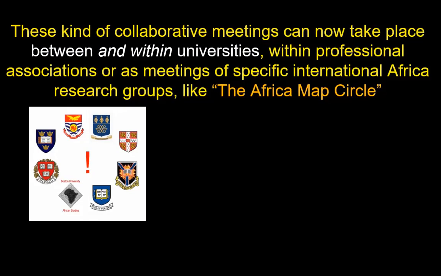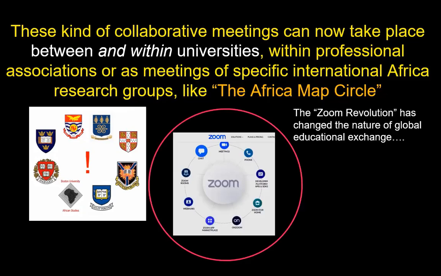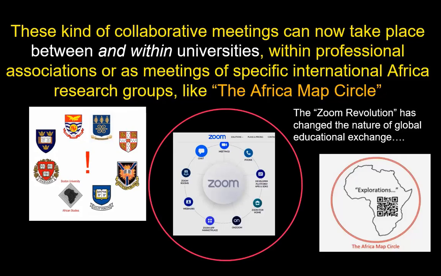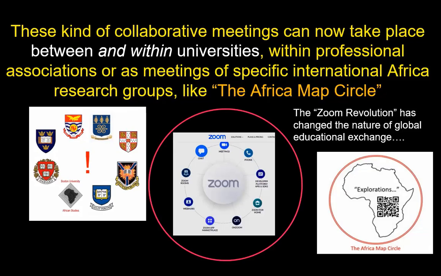Then, of course, there's different kinds of collaboration across universities and with other professional research groups outside the university, like the Africa Map Circle. The Zoom revolution has changed the nature of global educational exchange everywhere, not just in universities, but at the secondary school level as well. And groups like the Africa Map Circle now can be available to groups both inside and outside the university.